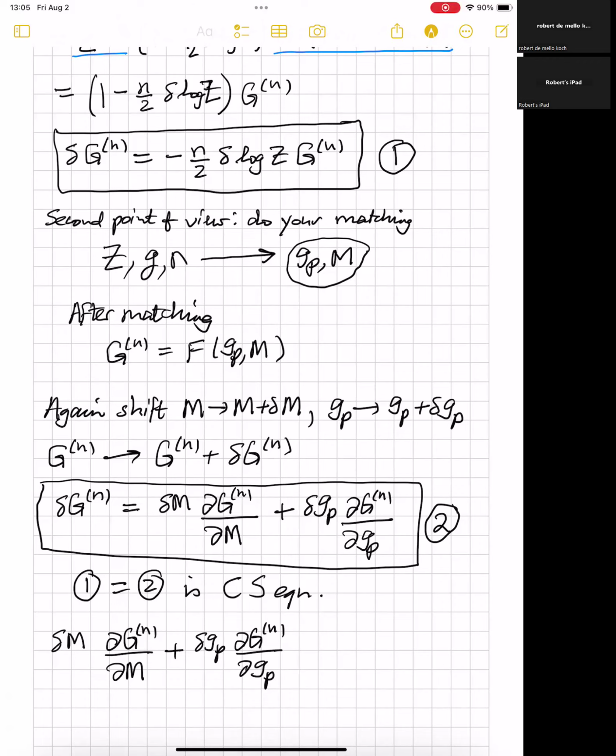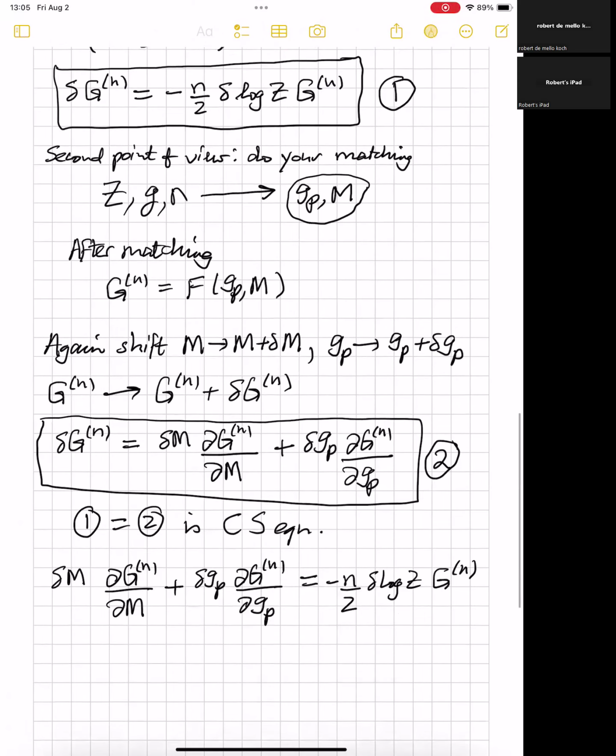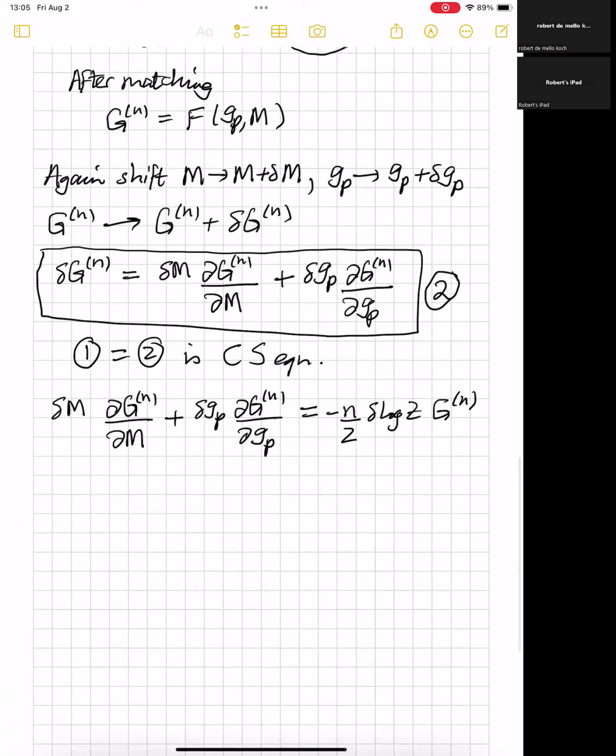dGP. So that's the change in G of n. And this must be equal to minus n over 2 delta log z g n. So the first thing that we're going to do is let's take everything onto the same side, and we're going to divide by delta m.